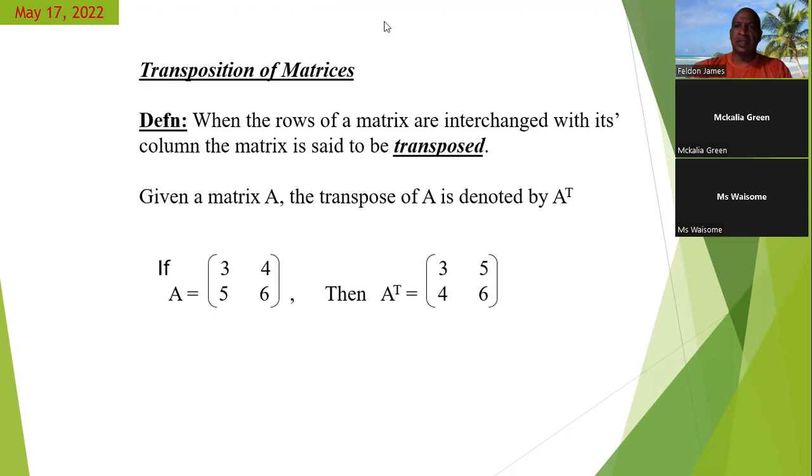Then the transpose of the matrix A would be just to change the rows. Remember, the rows of A are the ones going horizontally across. That is one row, that is the second row. The first row becomes the first column in the transpose, so you just flip the rows into columns. The second row becomes the second column. Once you write the rows as columns, the matrix is now transposed.